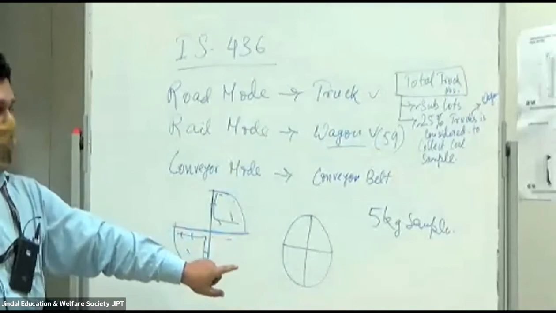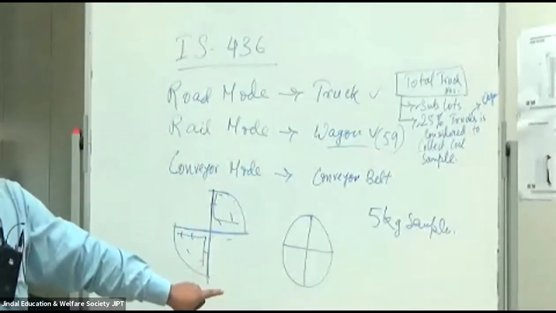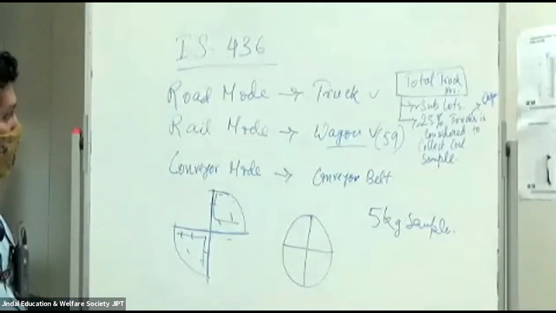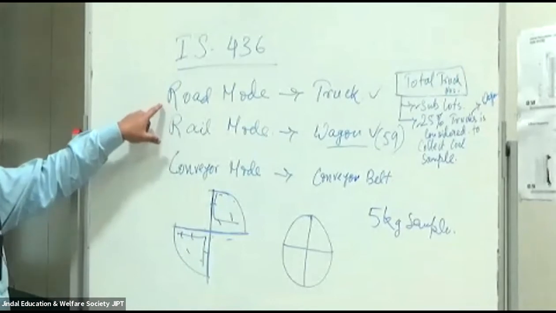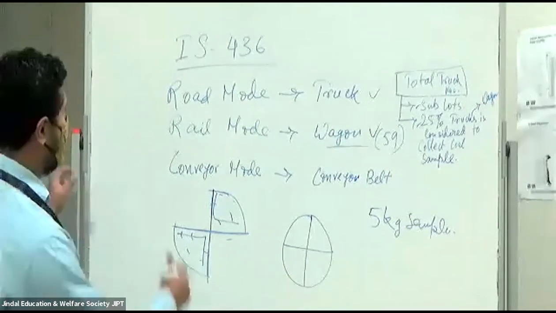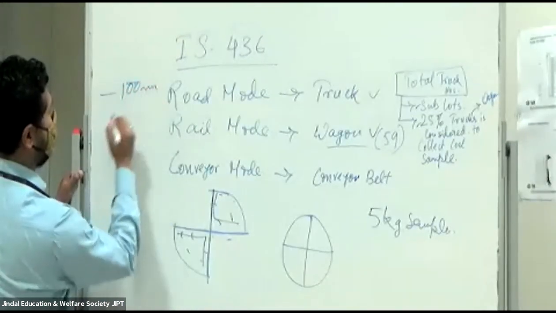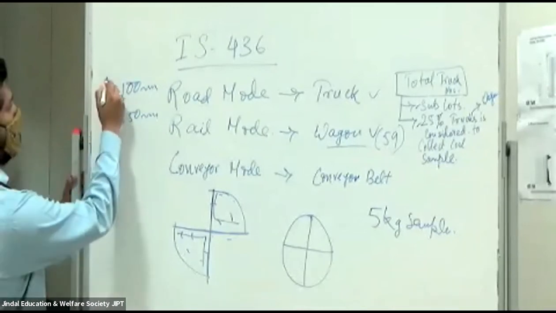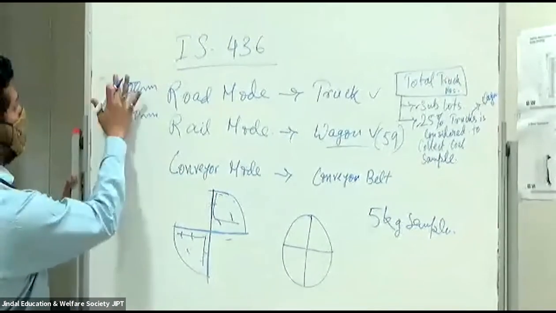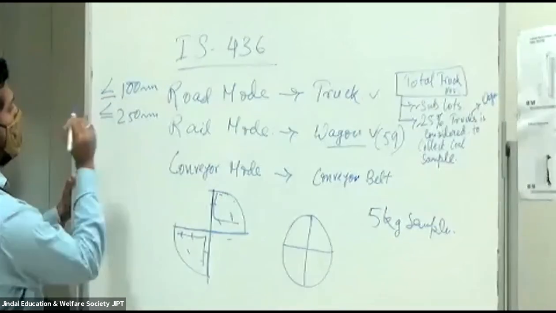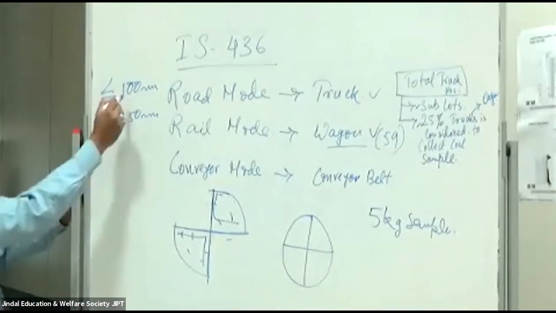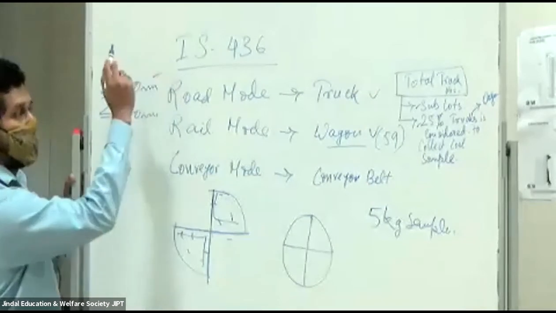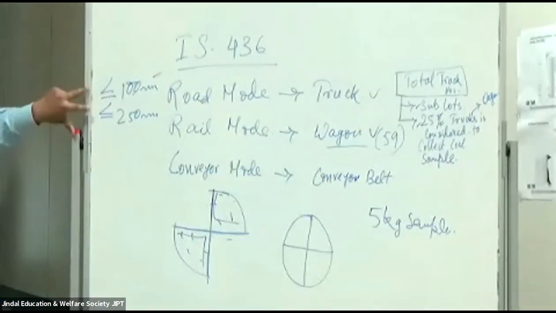During this process, we handle the coal sample by means of several jaw crushers, which reduce the size of the coal. Usually what we get from road mode, rail mode, and conveyor belt mode is minus 100 mm or minus 250 mm size coal. Minus 100 mm means less than or equal to 100 mm, and less than or equal to 250 mm. These sizes are available in domestic coal. In case of imported coal, you will always get 100 mm sized coal. In domestic coal, two variants are there.